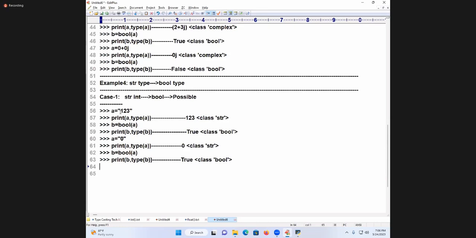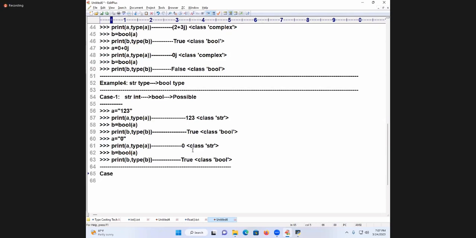Right. Tell again. 1, 2, 3. What is the length? Is the 3 non-zero or 0? That means it is 0 within the double quotes. Length 1 is called what? Non-zero. Non-zero means true. Understand? Case 2.